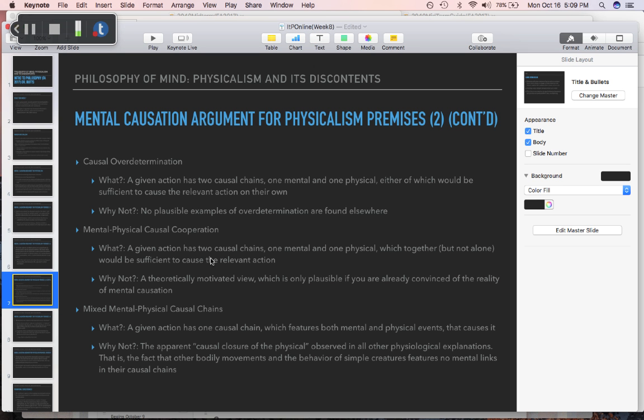And then all the way over here, we have eliminative materialism, which says there's only physical stuff, and there are only physical ways of talking about that physical stuff that make any sense.